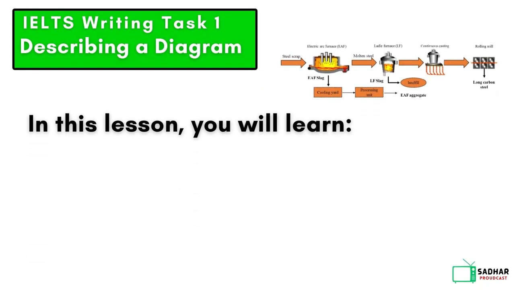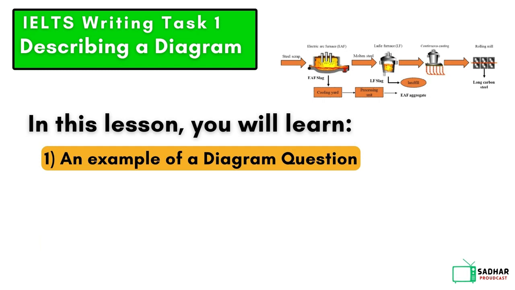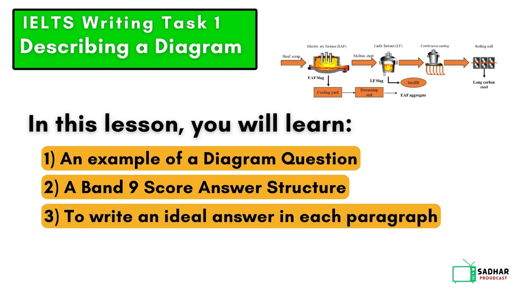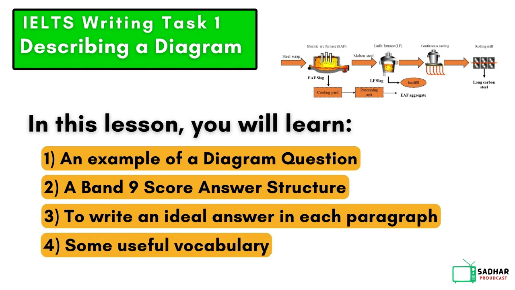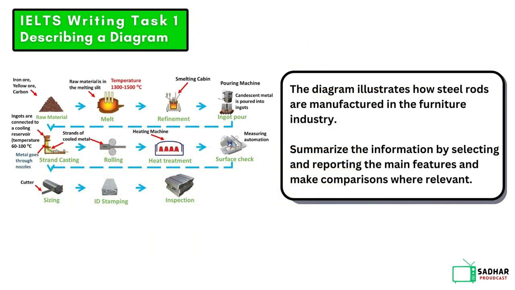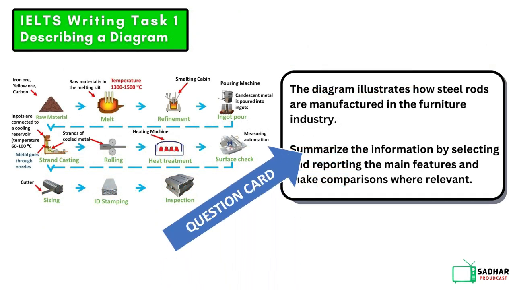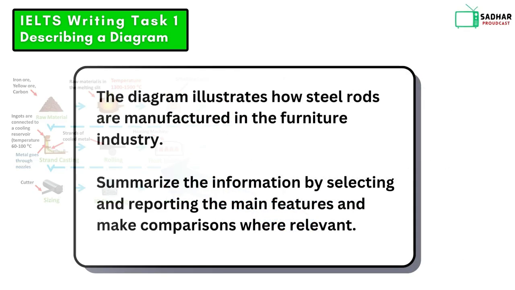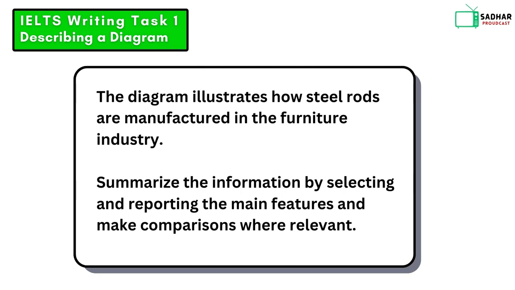Okay, in this lesson you will learn number 1, an example of a diagram question. Number 2, a band 9 score answer structure. Number 3, to write an ideal answer in each paragraph. Number 4, some useful vocabulary. So this is the question card on the right, and on the left this is the diagram. Let's learn one by one.